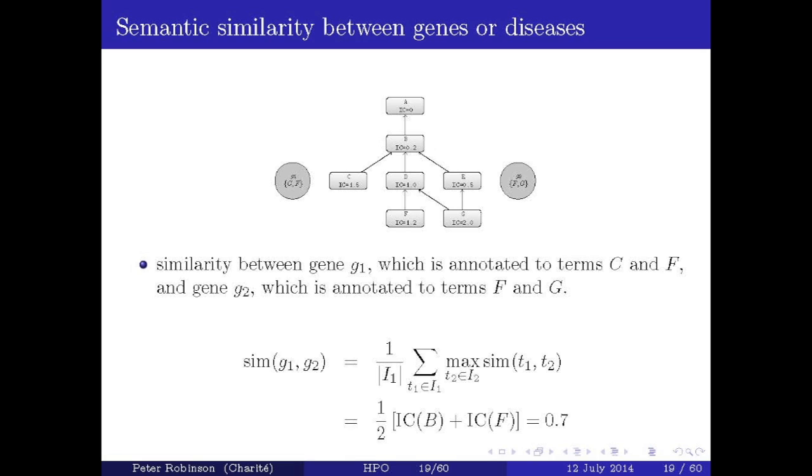And for comparing genes with gene ontology, we want to know how similar are two genes, gene 1 and gene 2. This one will be annotated to two terms, C and F, and this one to F and G. And what this equation here means is for each of the terms in gene 1, find the term in gene 2 that has the maximum information content, and take the sum of all such terms. So I do this once for C and once for F.